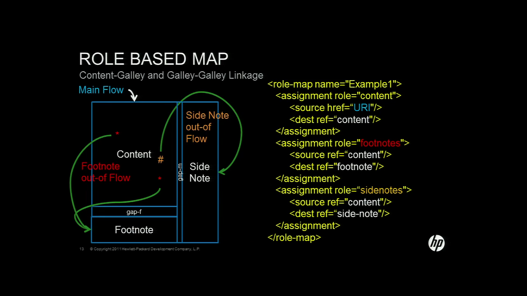So now I can build a set of assignments which determine what type of content, what type of role in or out of flow, and where it's generated and where the content should be redirected. This is very similar, for people that are familiar with XSL-FO. In XSL-FO there is a flow map. The difference is that the flow map in XSL-FO doesn't have any concept of role.